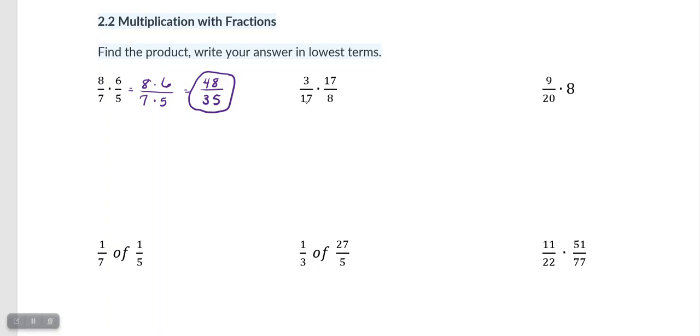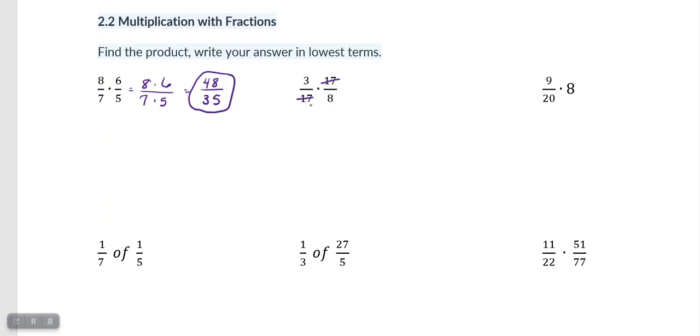Next one, we have 3 over 17 times 17 over 8. And we're going to do what we call canceling if we've got the same number on bottom that we have on top. It doesn't have to be a numerator and denominator in one fraction, as long as it's a numerator and a denominator, I can cancel. I can go across the multiplication sign. Multiplication is the only operation in fractions that you can cancel.